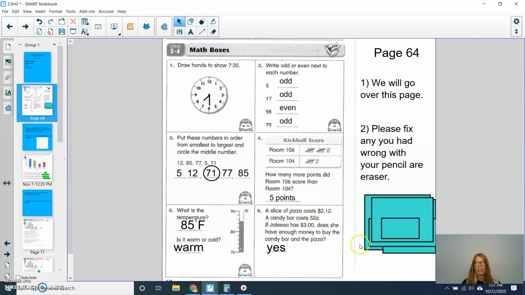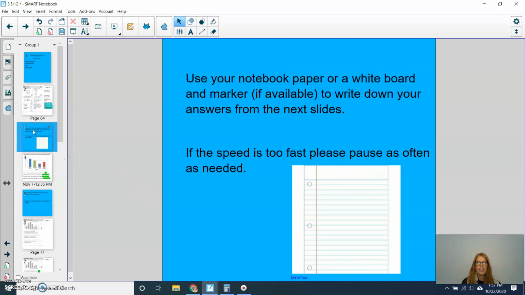Please double check to make sure that you have this page correct and fix any mistakes with your pencil and eraser. Then if you can use either notebook paper or your whiteboard and marker to write down your answers from the next slide. If the speed is too fast, please pause as often as needed.